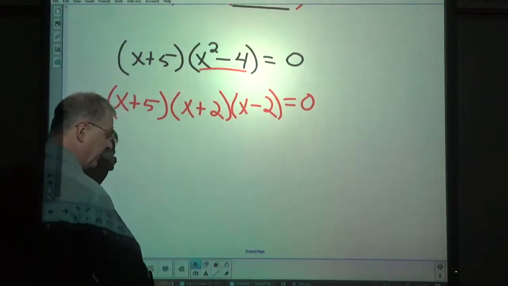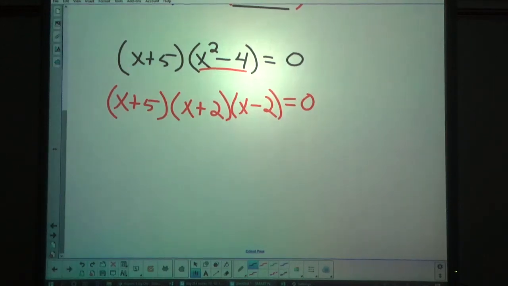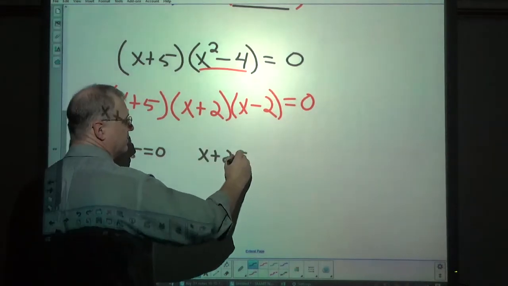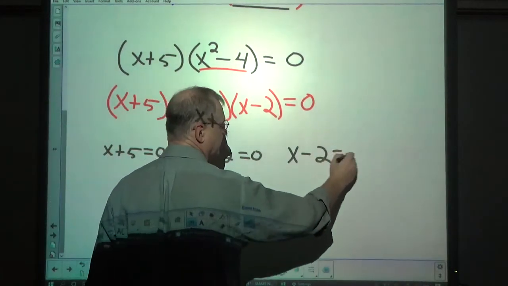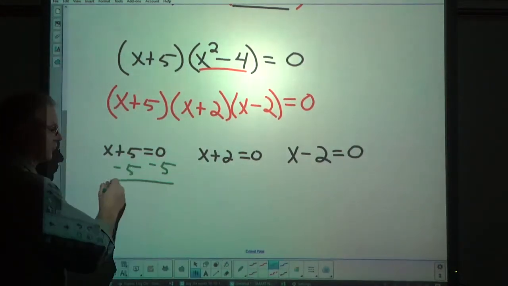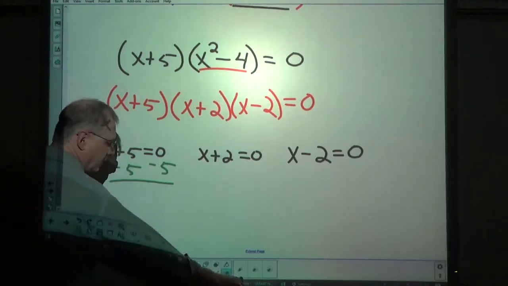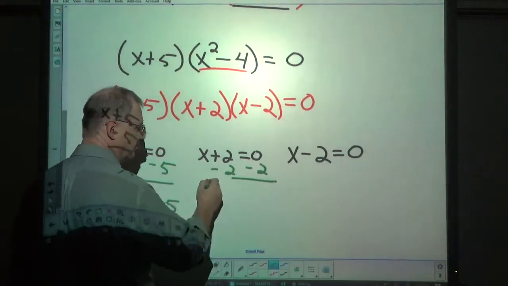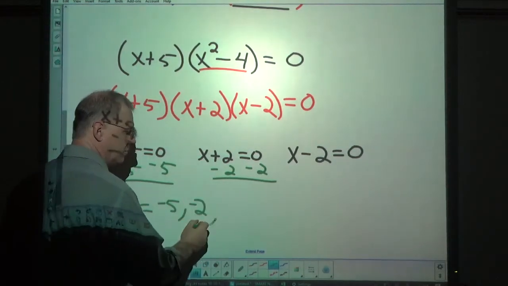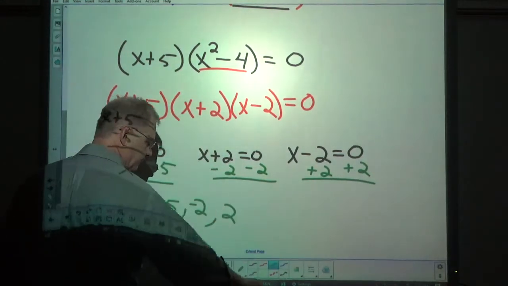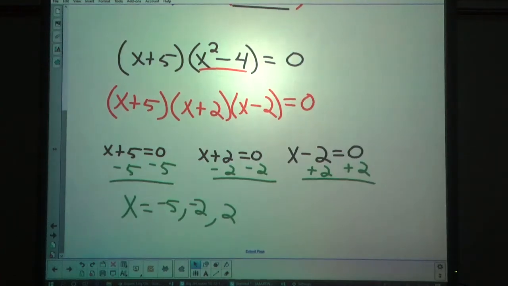And now we can finally get down to solving. X plus 5 equals 0, x plus 2 equals 0, and x minus 2 equals 0. Subtract 5 from both sides. X equals negative 5. Subtract 2 from both sides, or negative 2. Add 2 to both sides, or positive 2. So those are my three possible answers: negative 5, negative 2, positive 2.